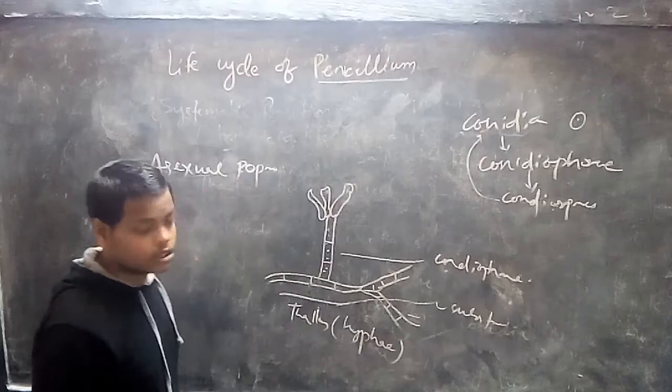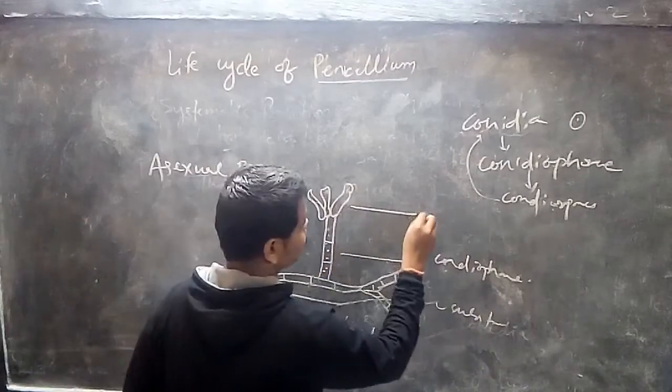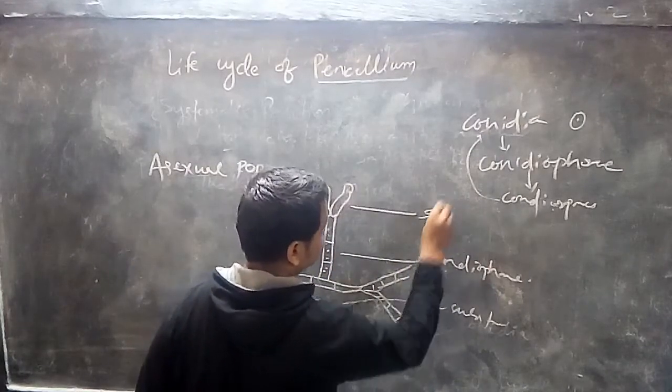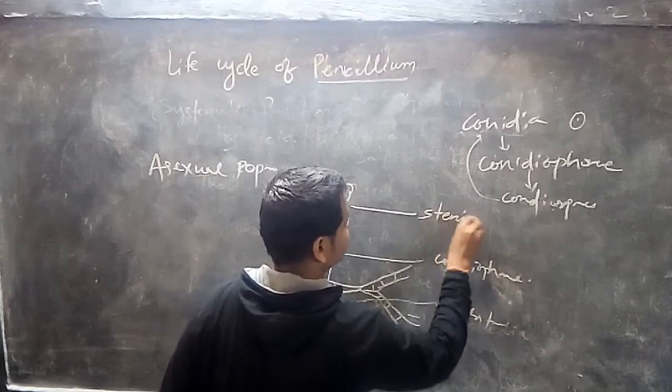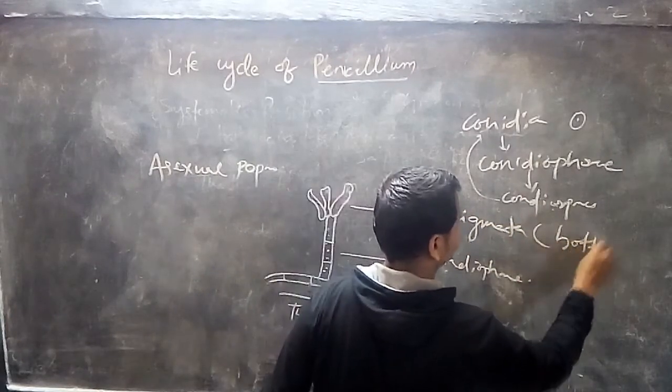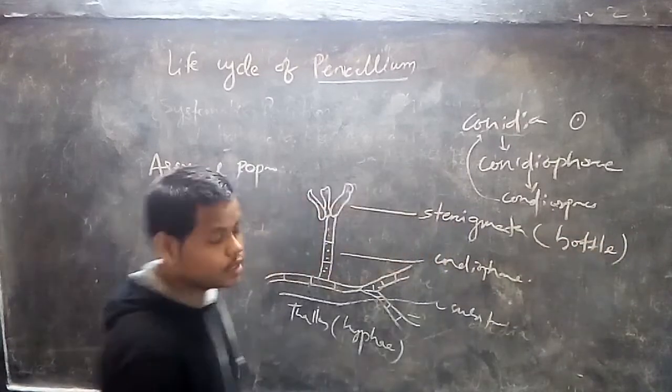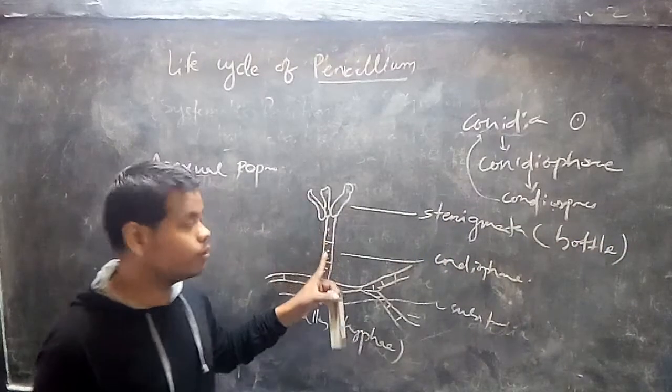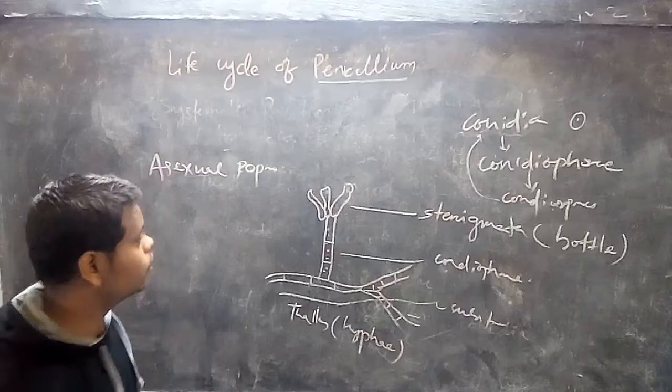Some bottle-like structures are present. These bottle-like structures are called sterigmata. Bottle-like structures are present at the apex of the conidiophore. Those are called sterigmata. Okay.